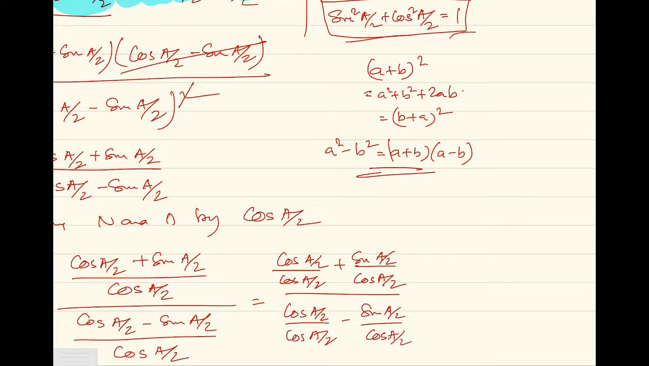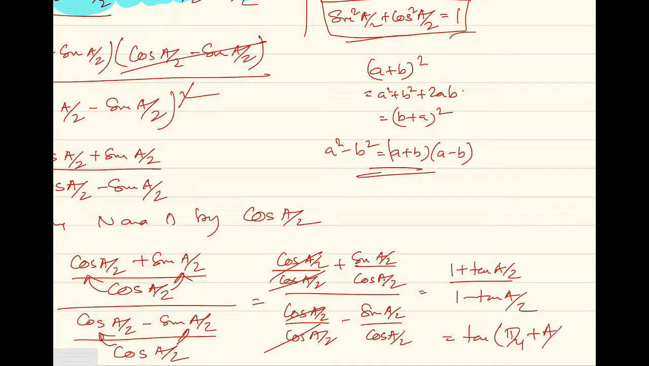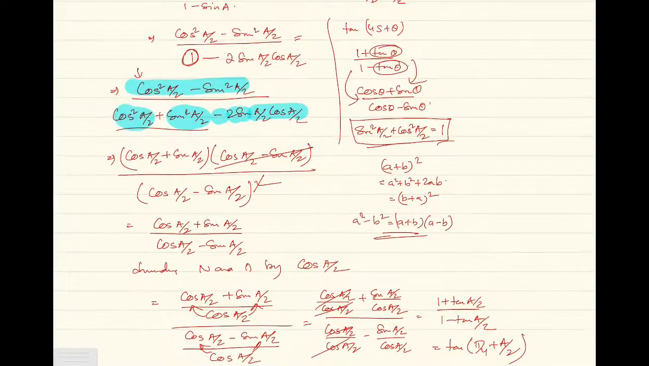Correct? Check this out, because this cos gets distributed here and here. This cos also gets distributed. The denominators cancel. I get 1 plus tan A by 2 divided by 1 minus tan A by 2. This is definitely the formula of tan pi by 4 plus A by 2, because as I have already shown you here, what's the formula of tan 45 plus theta? 1 plus tan theta, 1 minus tan theta. Check this out, and this is exactly what happened here. 1 plus tan A by 2, 1 minus tan A by 2, which can be finally converted to tan 45 plus A by 2. So this is how you solve this interesting sum.